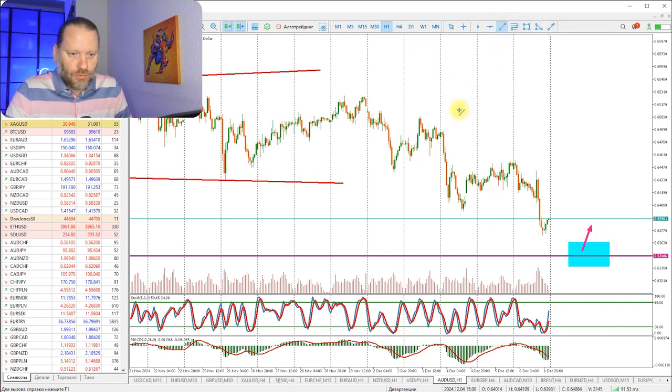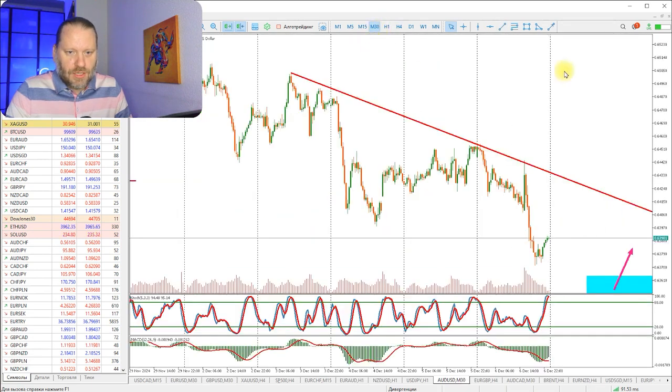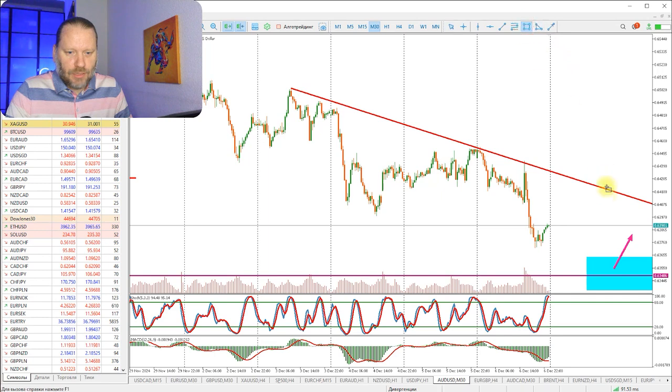Also, if we look closely, we can find a resistance line here. We can see that the price is moving in such a corridor. This corridor is quite a long time ago. Here we see the resistance line. And as soon as the price comes to the resistance line, we can sell from it to capitalize on the decline.